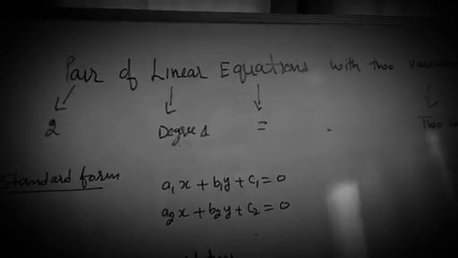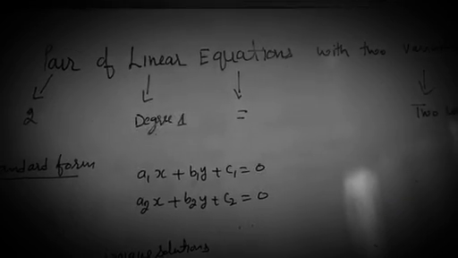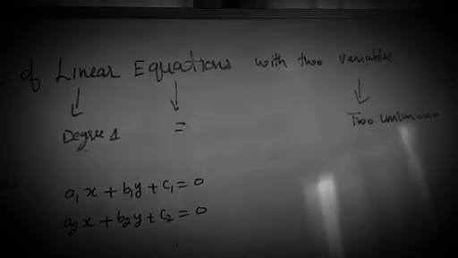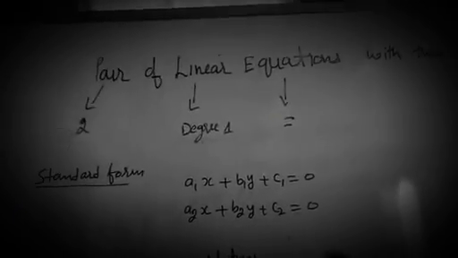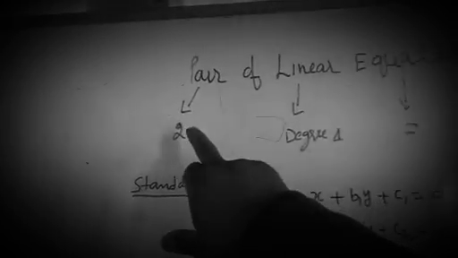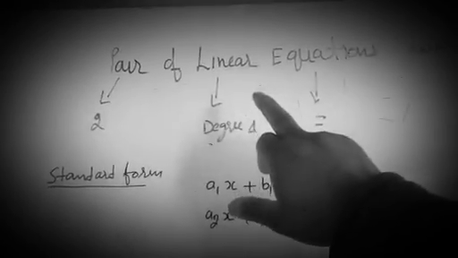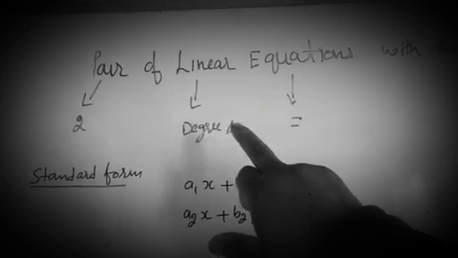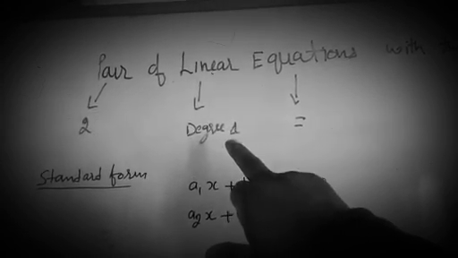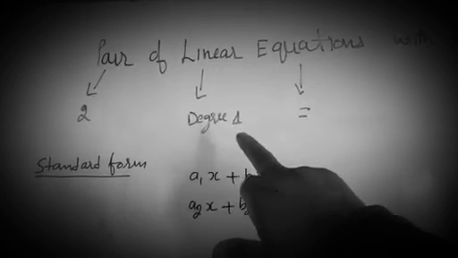As we know, now we are doing chapter number 3. The name of the chapter is pair of linear equations in two variables. The meaning of pair, we know, pair means two. Linear means those expressions whose degree, whose power, is 1.